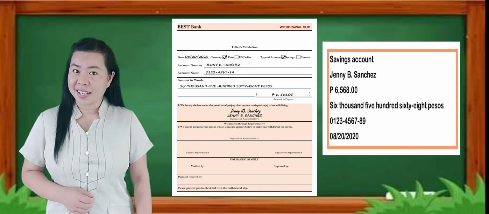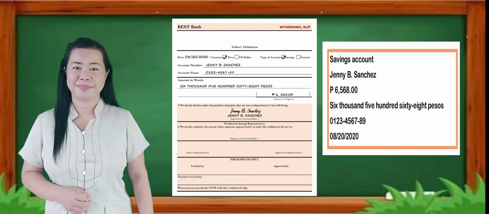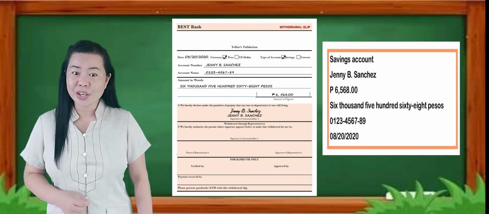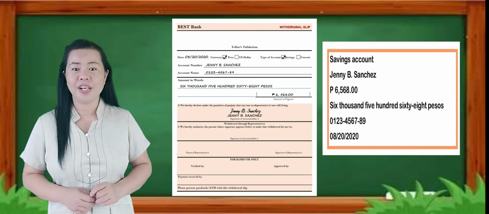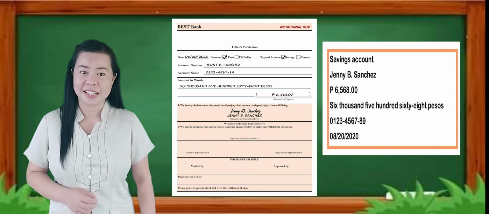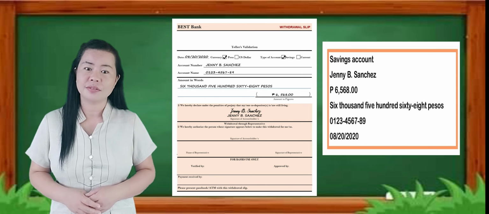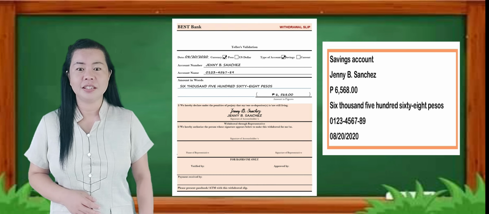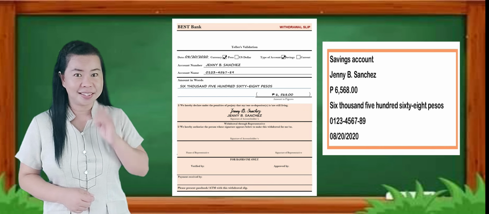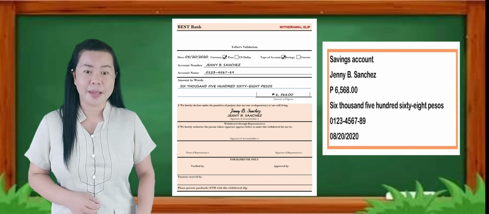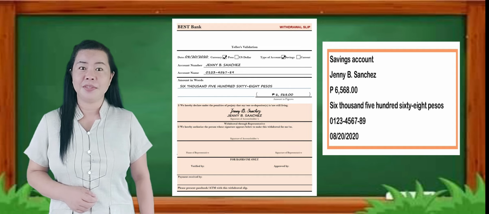After that, the account holder, Jenny B. Sanchez, signs over her printed name. If the representative or another authorized person withdraws the money, the account holder needs to sign over her printed name on the portion stating the authorization to withdraw. Below that portion, the representative writes his or her name and signature. This slip is then presented along with passbook or ATM to the teller.